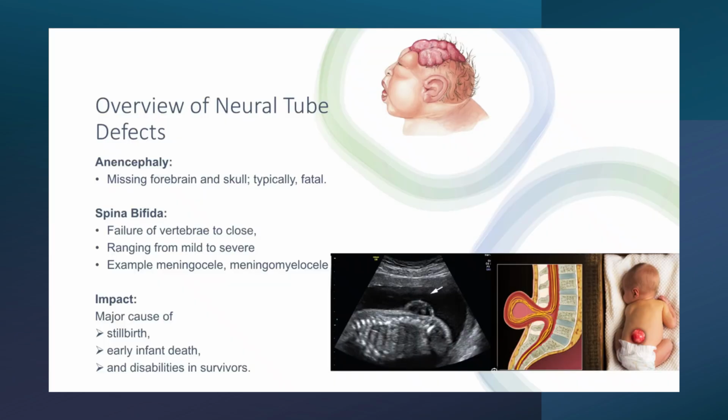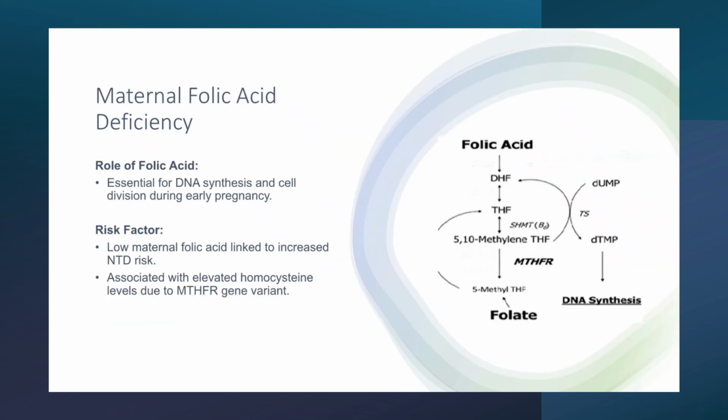Neural tube defects, or NTDs, are among the most common and severe birth defects. Anencephaly and spina bifida are the primary types, affecting brain and spinal cord development. These defects contribute significantly to stillbirth and early infant mortality. A significant factor in neural tube defects is maternal folic acid deficiency, which is crucial for DNA synthesis. Deficiency during early pregnancy, especially in mothers with an MTHFR gene variant, increases the risk of NTDs, likely due to metabolic disruptions involving homocysteine.